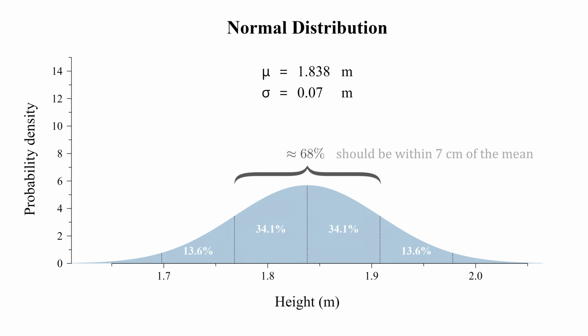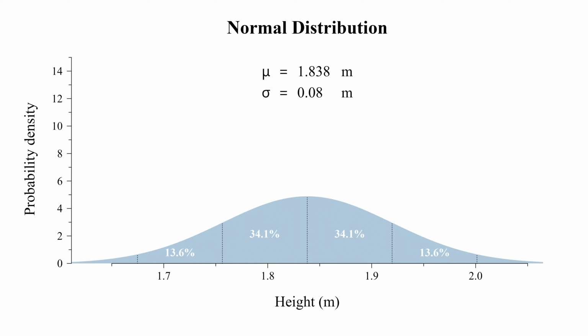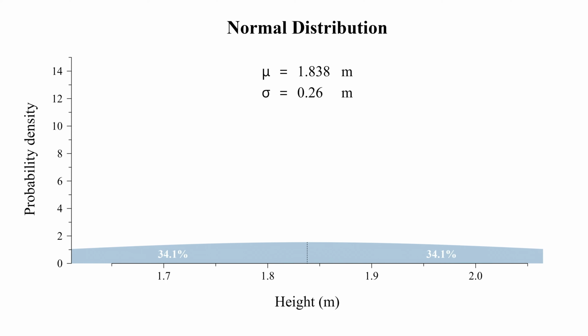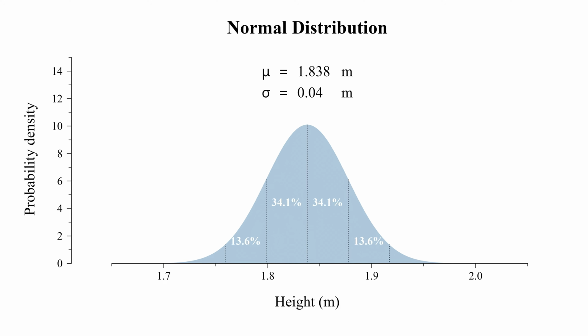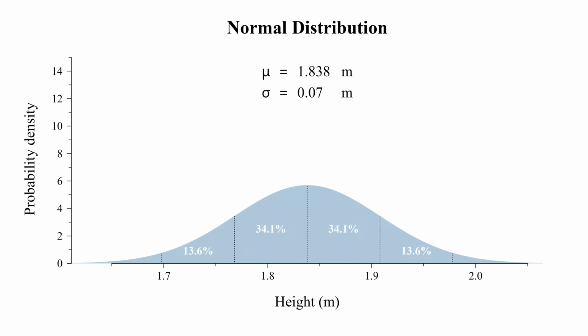Namely, you expect about 68% of all observations to fall within 1 standard deviation of the mean, and around 95% within 2 standard deviations of the mean. It doesn't matter if we change the mean or the variance of this distribution. This relationship always holds. But how did I come up with these numbers?